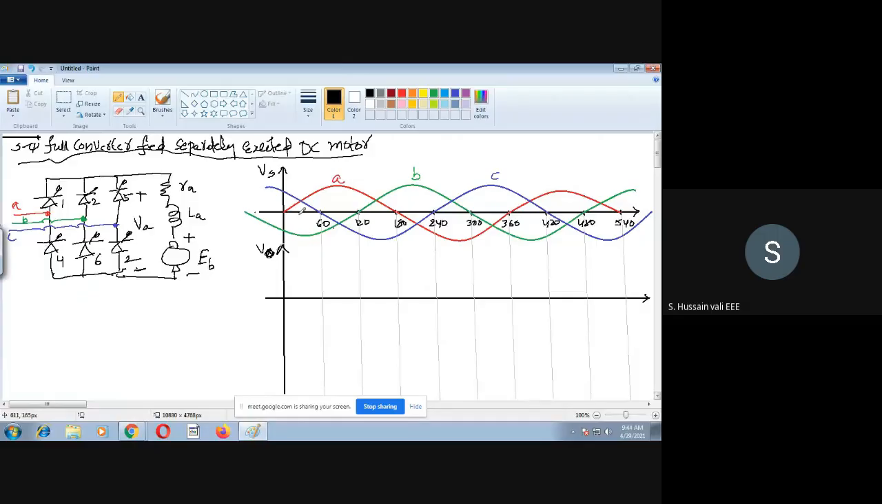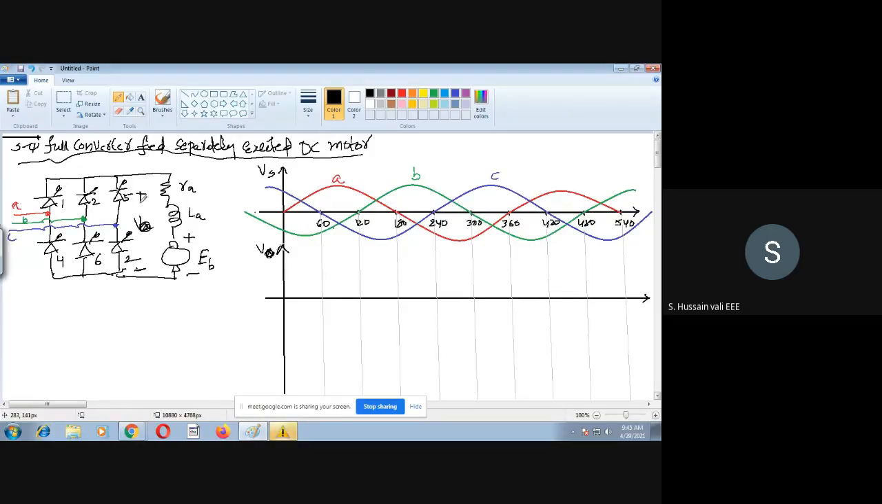You have six thyristors here. Total six thyristors are there, numbered 1, 2, 3, 4, 5, 6. And you have this motor, a separately excited DC motor, with Ra, La, and the EMF here is Eb. So now we will draw the output voltage here, Vo, or VA, since A is already there.